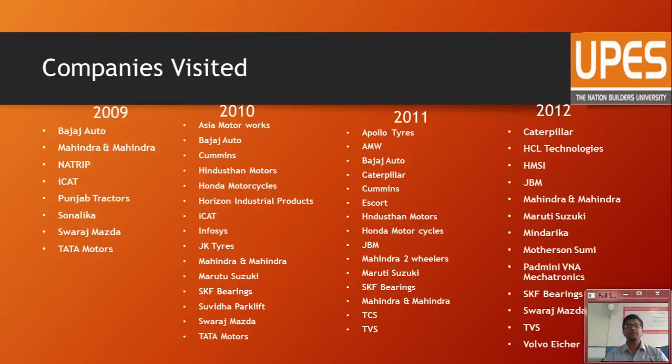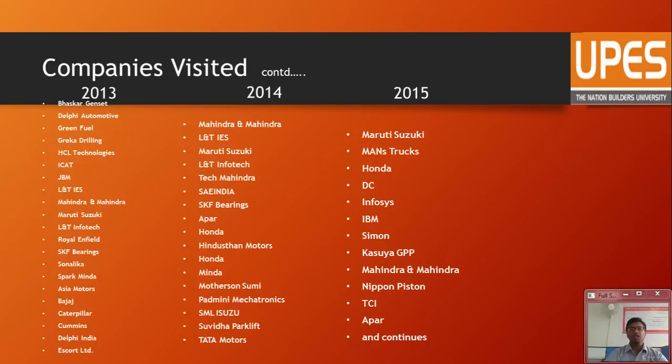These are the companies which are visiting the campus every year for recruitment. In 2009, we were having Bajaj Auto to the Tata Motors. In 2010, we were having Asia Motor Works to the Tata Motors. In 2011, we were having Apollo Tires to the TVS. In 2012, Caterpillar to the Volvo Eicher. In 2013, the Delphi Automotive to the Escort Limited. In 2014 we have got Mahindra and Mahindra up to the Tata Motors, and in 2015 we have again got a few of the huge and brand name automotive industries at our campuses.